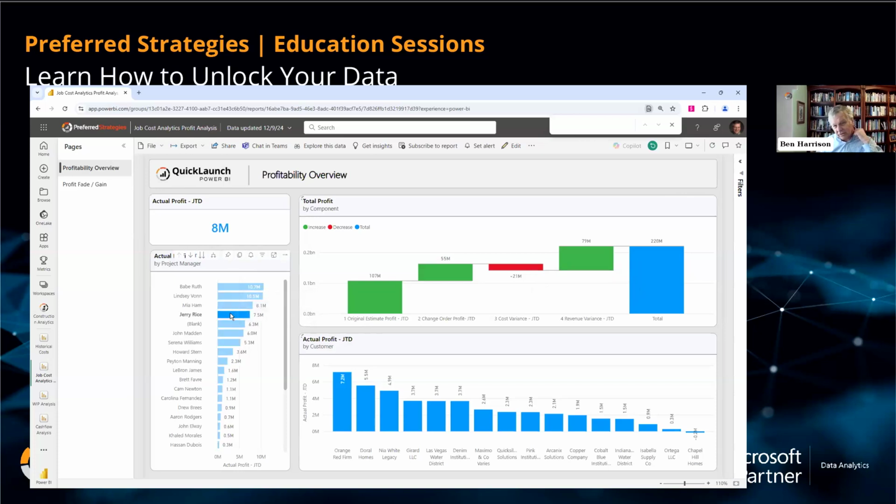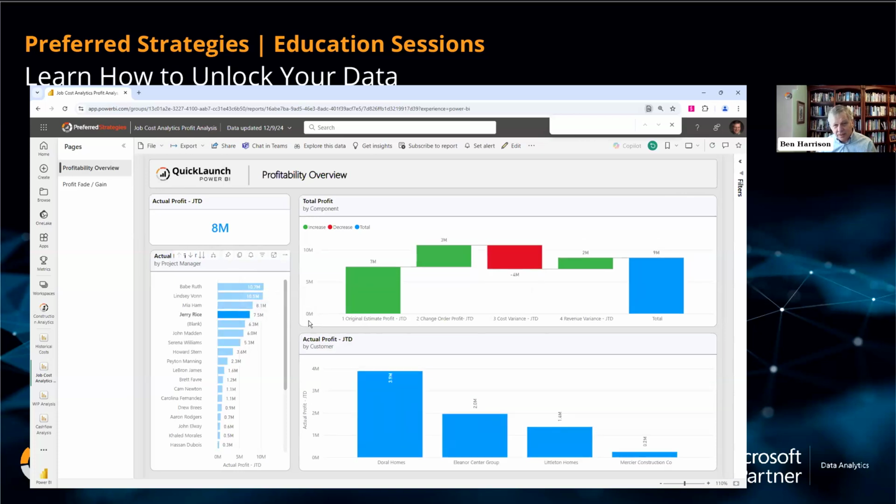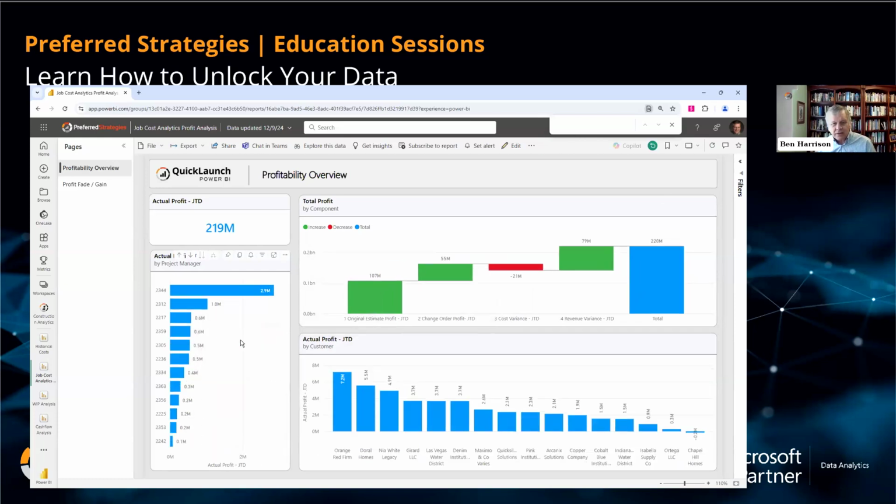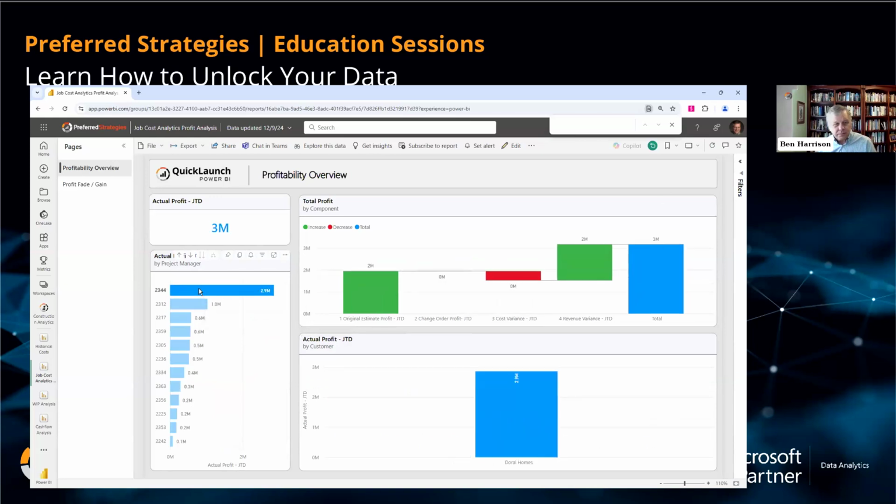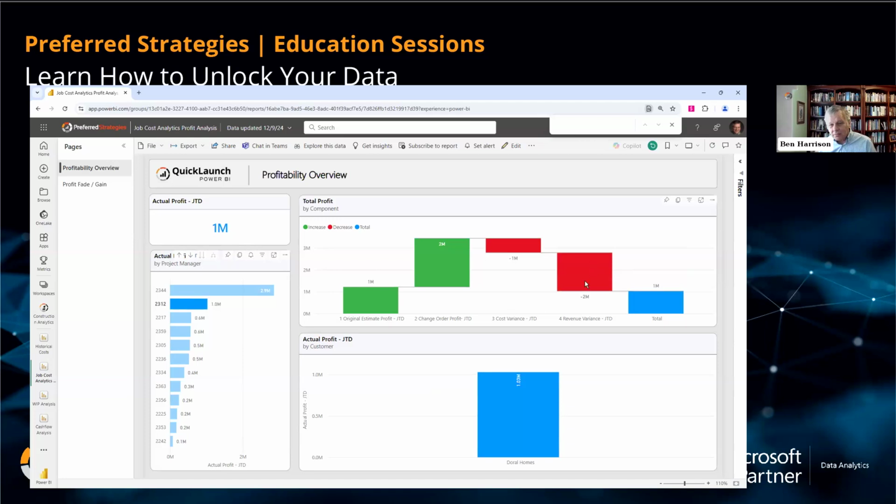So if I went and looked at Jerry Rice, I can say, wow, he's pretty good at getting change orders. He's not that good at maybe beating his estimated cost. I might want to drill down on Jerry and see more details about that. So I can say, well, which jobs is he doing really well on? This particular job, again, not beating cost. Wow, a revenue cut and a cost variance, right?